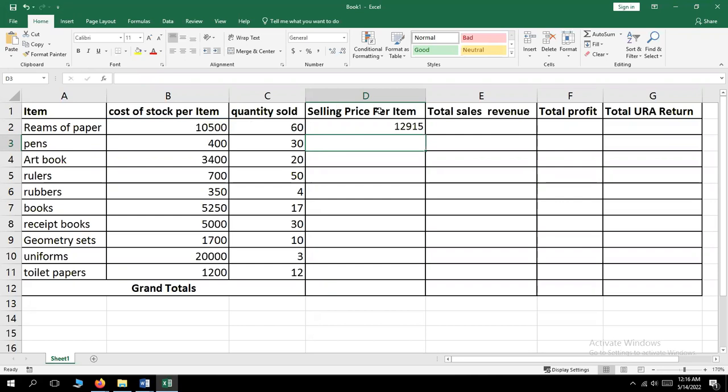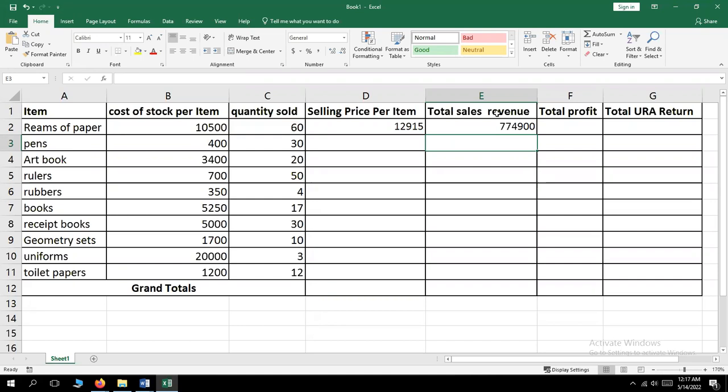Now that we have per item, how much is the total for all the rims that were sold, for example, on this particular day? So each item costs this, that is 10,500, whereas 60 pieces of this item were sold. Therefore, we shall need to multiply the selling price per item, which is in D2, times 60. So once we press enter on our keyboard, we shall be able to get the total selling price per item category.